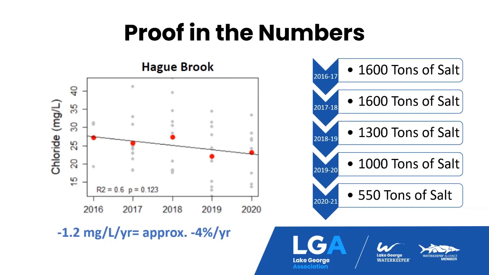We actually developed a reduction model with a colleague of mine, Dr. Jim Sutherland, that said in the Lake George watershed, if we reduced road salt by 50%, it would take 25 years for those chloride levels to drop to 50% of what they are currently. So here you can see these numbers are kind of falling in line with that.